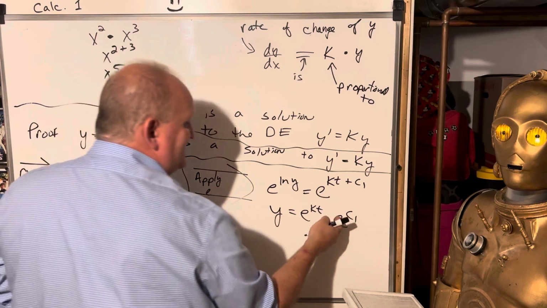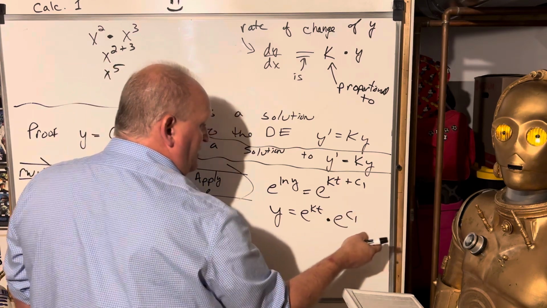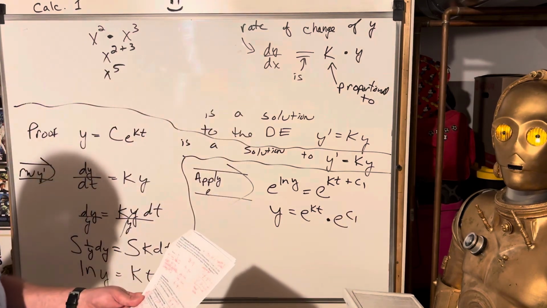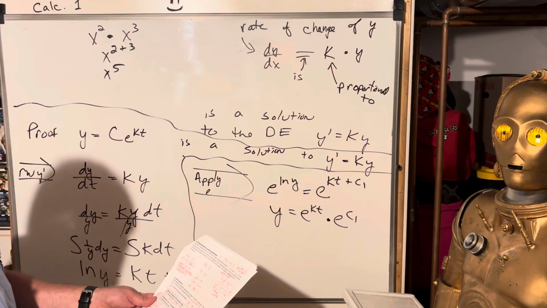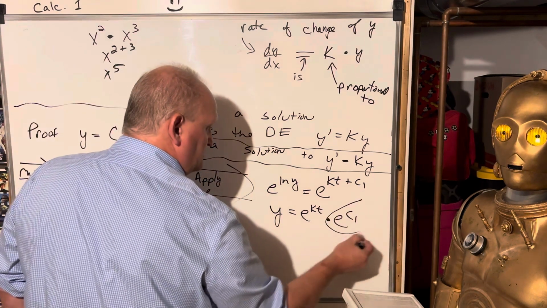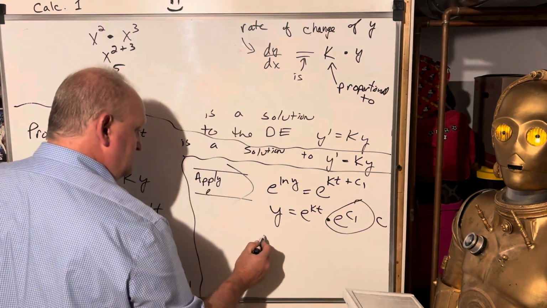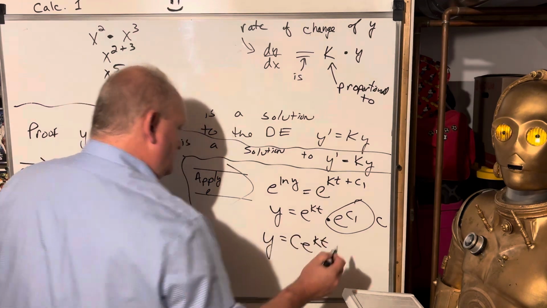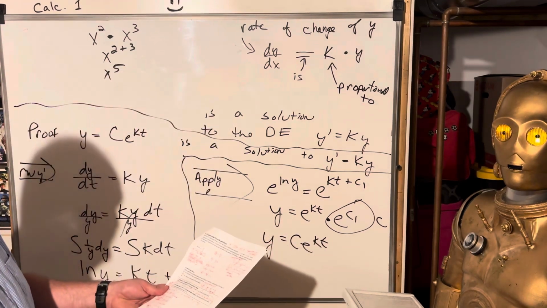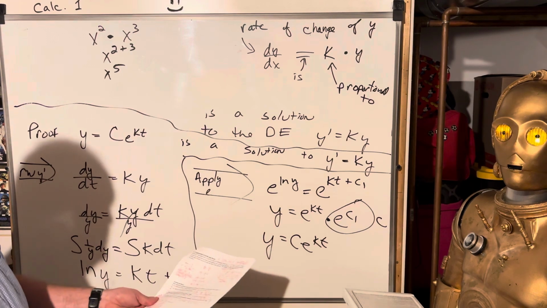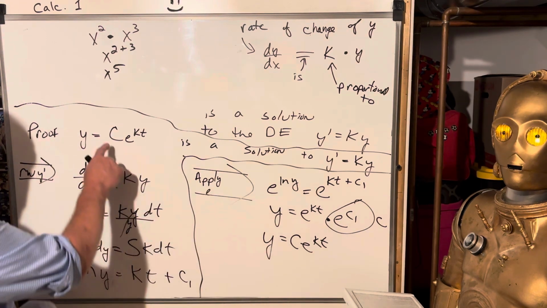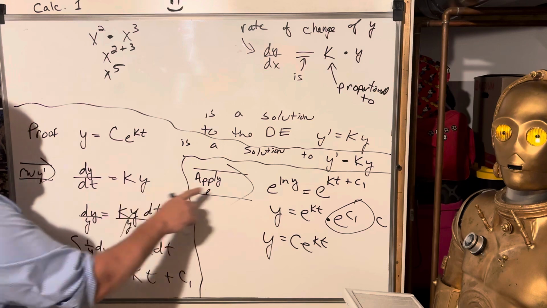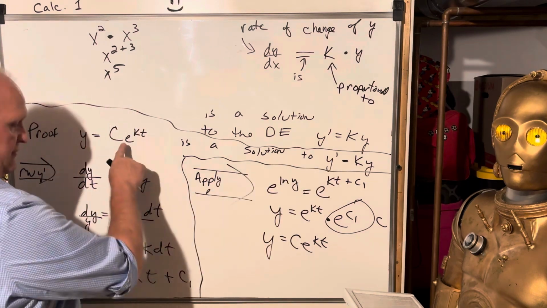Now, I can just say e to the c1 is just c. It's just some constant. It's just c. And there we are. Our general solution. So we took this and proved this.